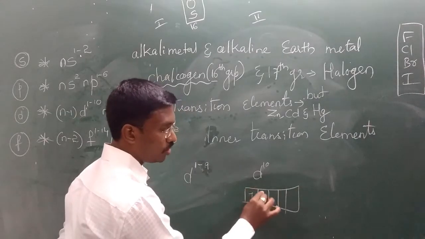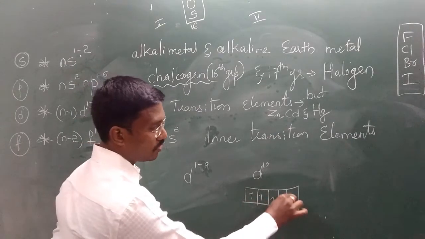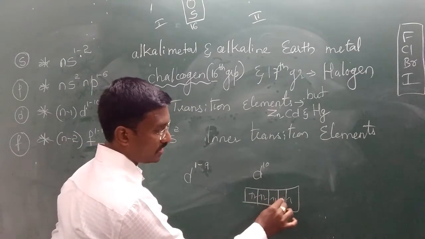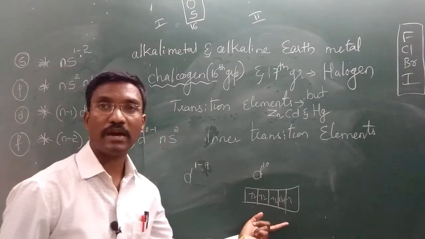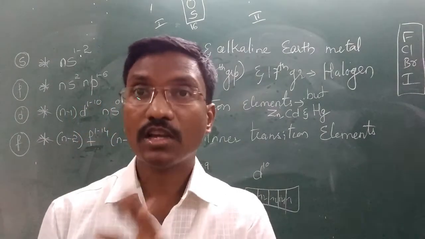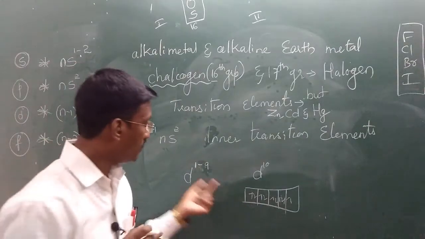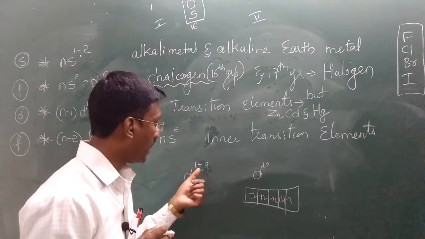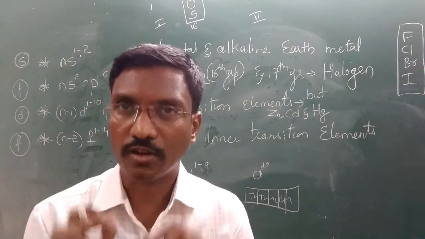D1 means 1 electron, D2 means 2, then 3, 4, 5, 6, 7, 8, 9. Can you see here? Up to 9 it is called partially filled. Partially filled means randomly filled, but not completely filled and not fully empty. The element should have at least 1 and maximum 9 electrons. If it is 10, it is called a completely filled electronic configuration.